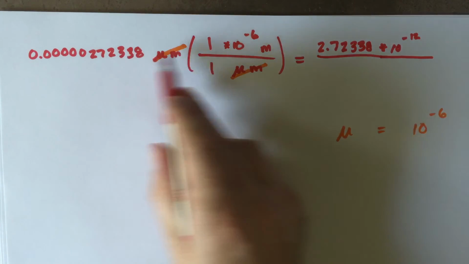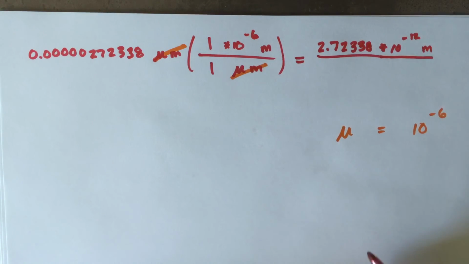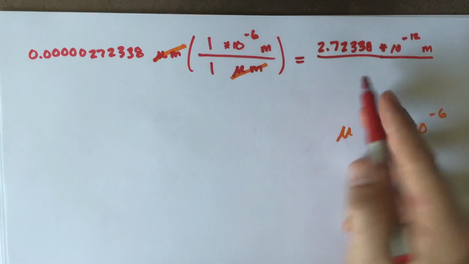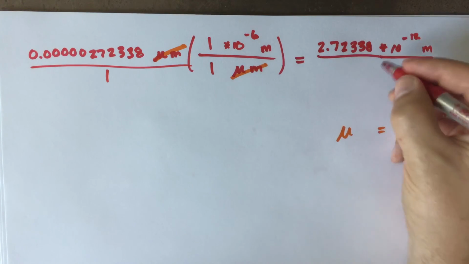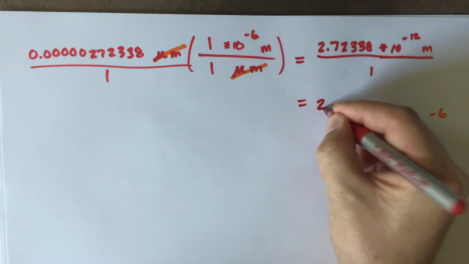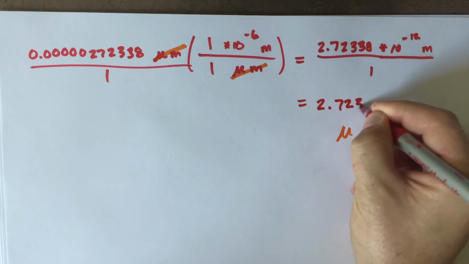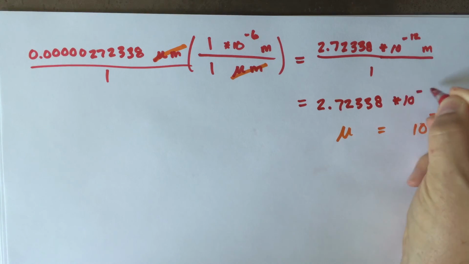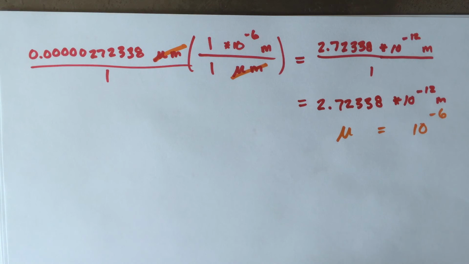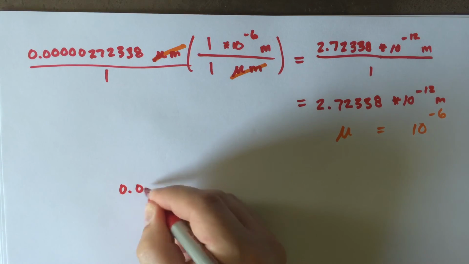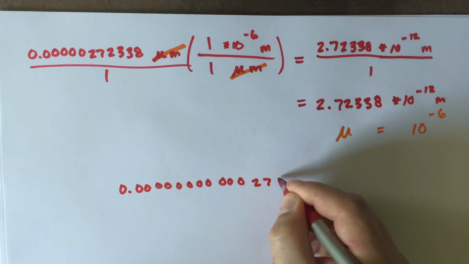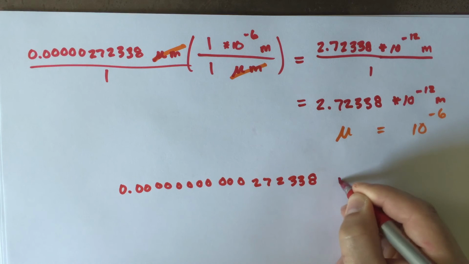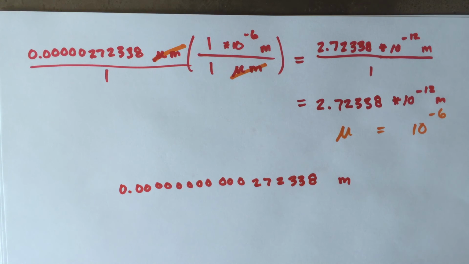And units on the top, I have meters over, well, this is just going to be a 1 on the bottom, right? Because this is kind of like over 1. 1 times 1, my units cancel, over 1. Well, this is just going to give me 2.72338 times 10 to the negative 12 meters. Excellent. Man, that's a really small amount. Man, you can see why we would write it out in scientific notation.